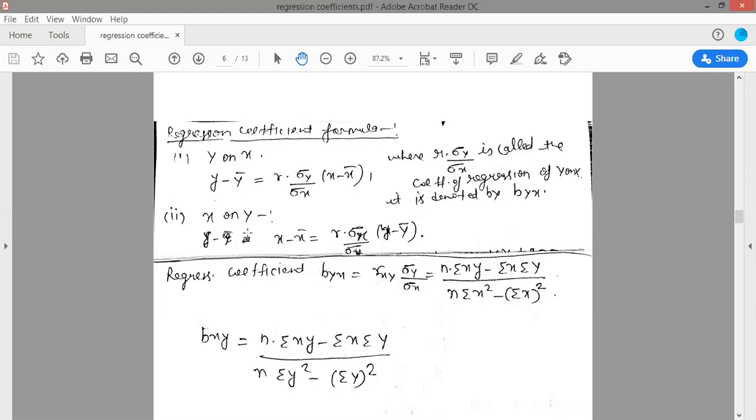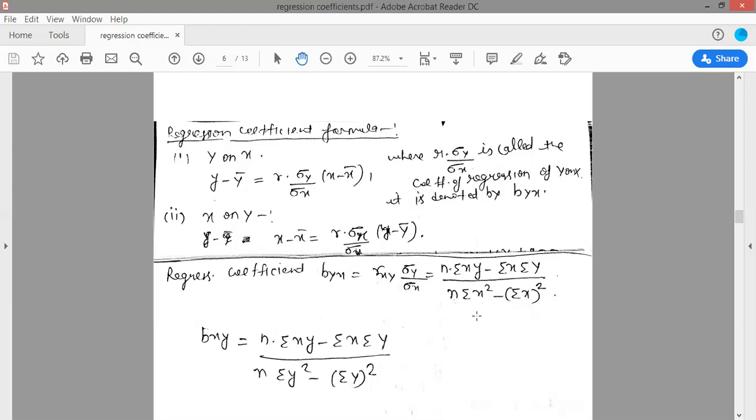There is another formula, the regression coefficient of x on y. For x on y, x minus x bar is equal to r into sigma x upon sigma y, y minus y bar. These are the regression line formulas, and r into sigma y upon sigma x and r into sigma x upon sigma y are the regression coefficients. The first is for the line y on x and the second is for the line x on y. There are two regression lines, and you can solve your data to find these two regression lines by using these formulas.